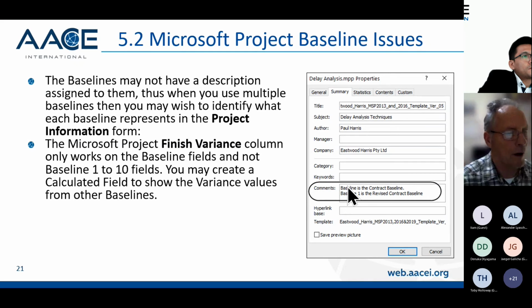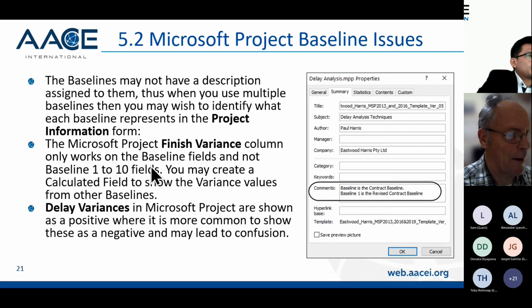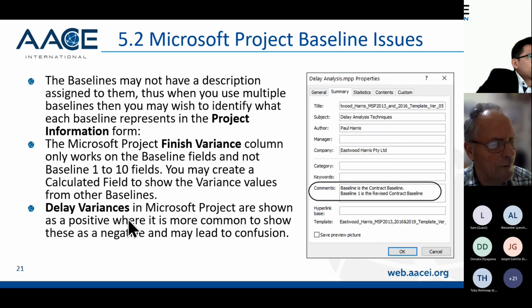Another issue you've got is that Microsoft Project's Finish Variance columns only work on the baseline field, so baseline start and finish and baseline cost, and do not work on baseline 1 to 10. So that's also a bit of an issue. You may want to create a calculated field showing variance values for other baselines, but then they're not calculated on the calendar. So you do have a problem with the variance column as well, and you need to think carefully about that.